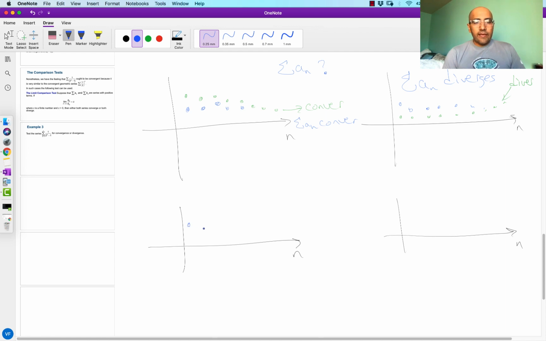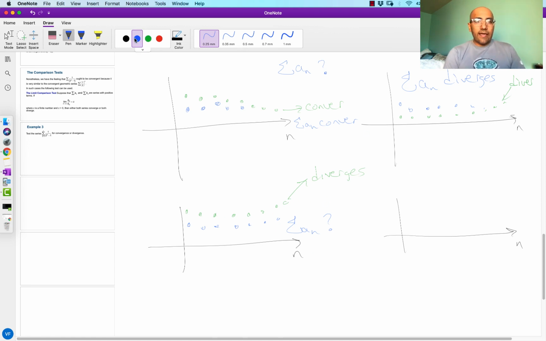Okay, and then the ones that aren't helpful. If we are trying to figure out what happens to this sequence, and we find a new sequence where the new sequence is always larger than the one we're interested in, and we know that this one diverges, well, then that doesn't help us with the one we're interested in. A sub n, who knows? Maybe it also diverges, maybe it converges. We don't know, right? It's not helpful.